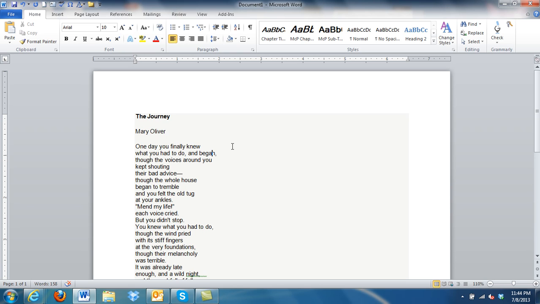This poem is called The Journey. One day you finally knew what you had to do and began, though the voices around you kept shouting their bad advice, though the whole house began to tremble and you felt the old tug at your ankles. Mend my life, each voice cried, but you didn't stop. You knew what you had to do, though the wind pried with its stiff fingers at the very foundations, though their melancholy was terrible.